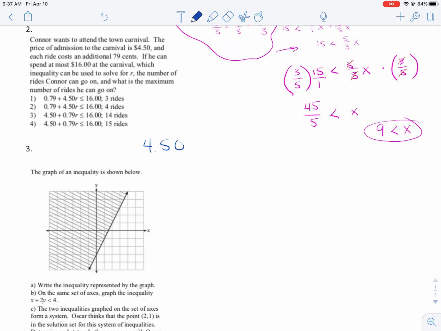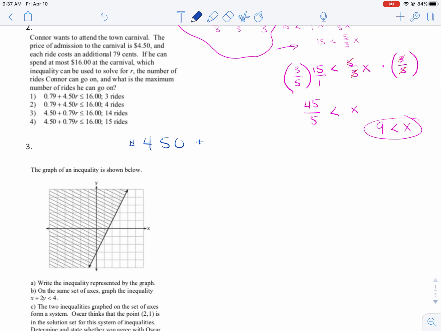All right, so Connor wants to attend the carnival. So when he shows up, he wants to get inside. The carnival cost $4.50. That is our cost. So before he even rides anything, he has to pay $4.50. And then plus each ride costs an additional 79 cents. So it's 79 cents times each ride.